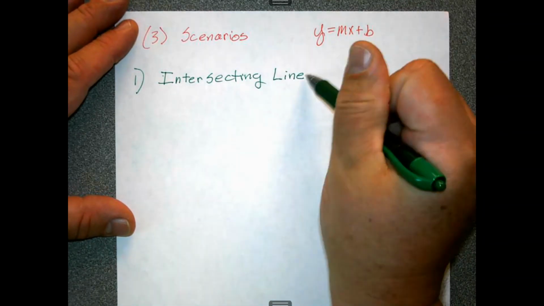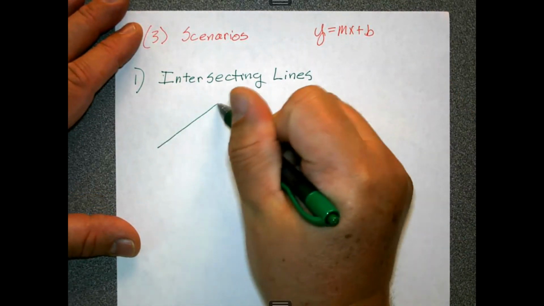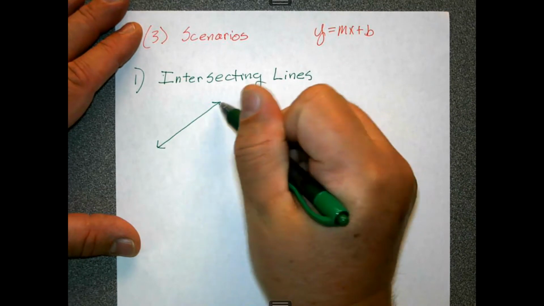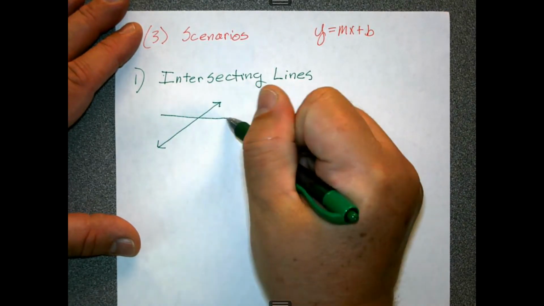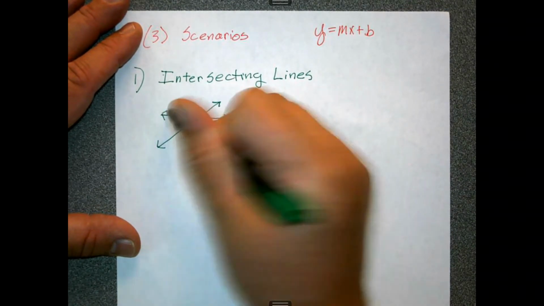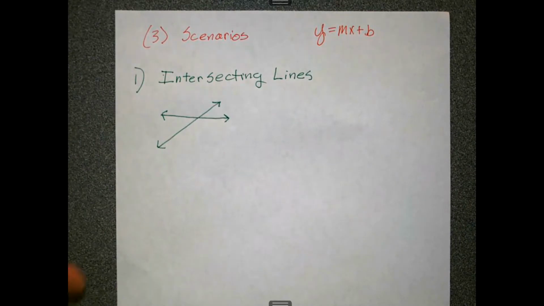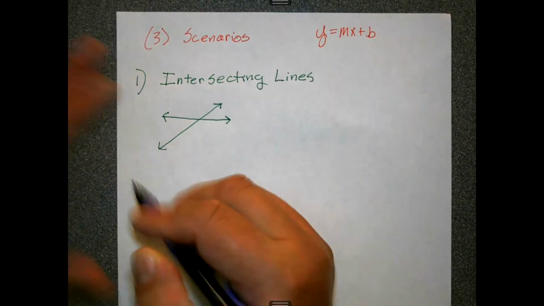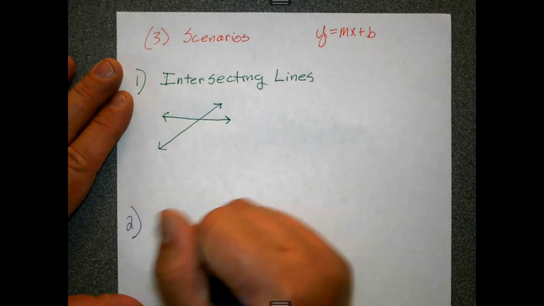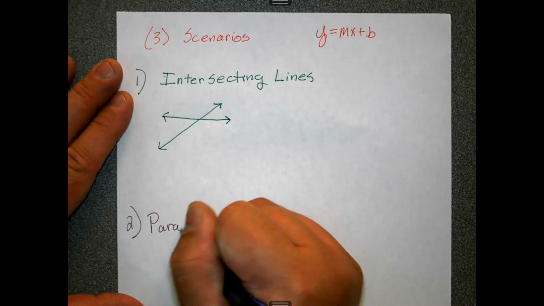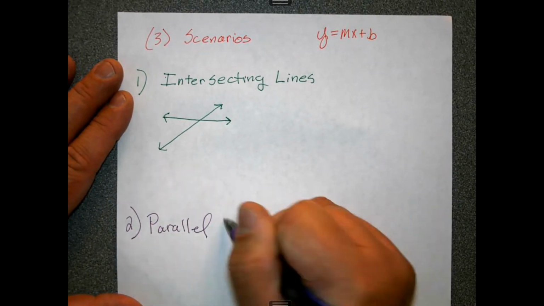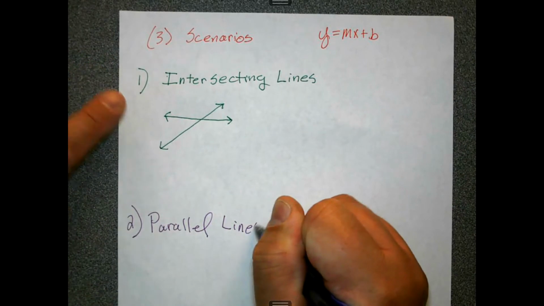I got one line here, and say I got another line here. By the way, yes, sir. Ooh, that's the second one. Okay, I'll write it down, but I want to come back to it. Okay, parallel. Let me talk a little bit about intersecting first.